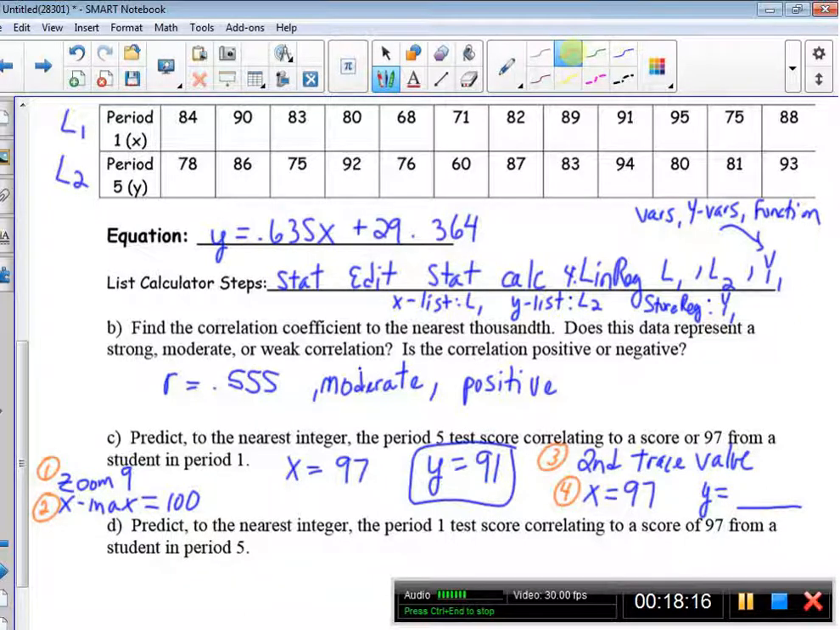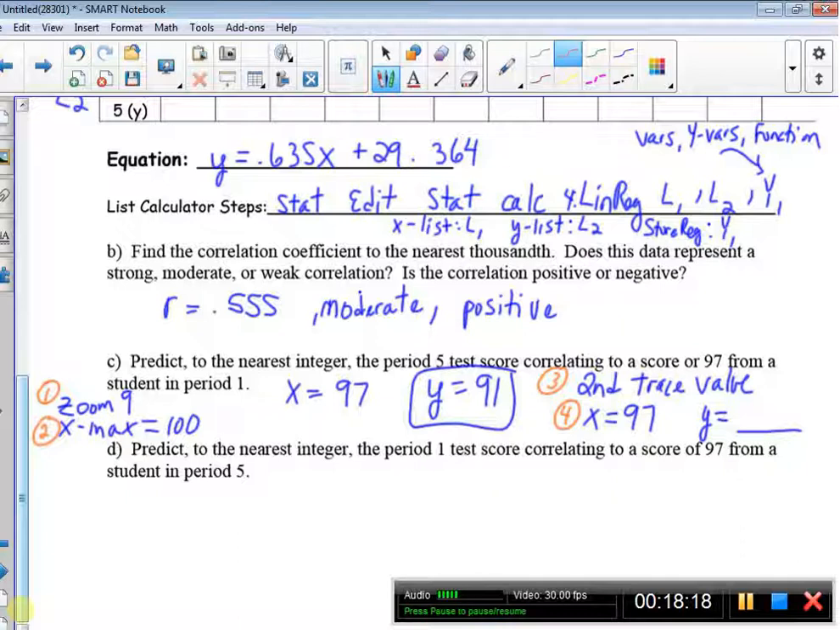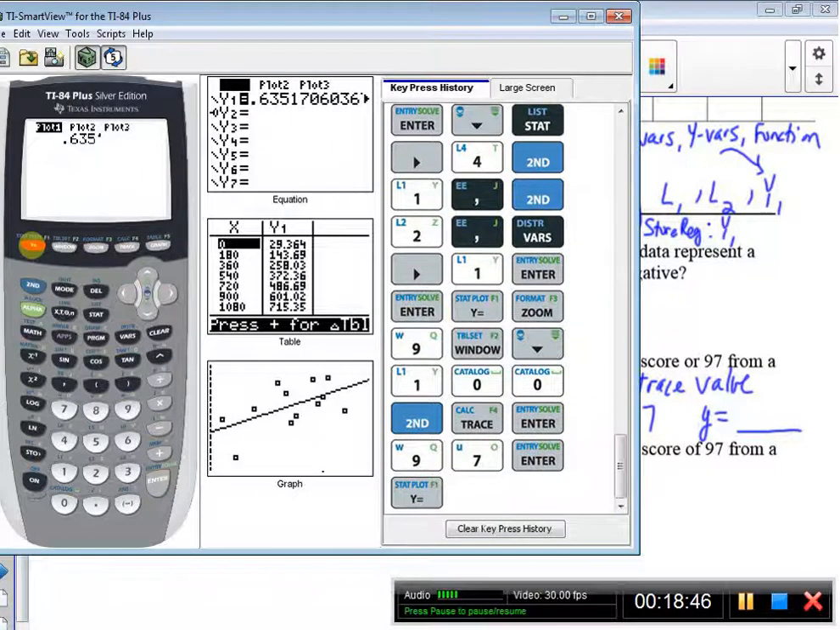All right, and then for D, predict to the nearest integer the period 1 test score correlating to a score of 97 from a student in period 5. So I think we need this backwards. So now I know Y is 97, and I'm looking for what is X. So this one we have to do a little bit differently. I'm going to, first of all, go to Y2, and I'm going to put the 97. So let's check that out. So go back here, type in Y2 97.